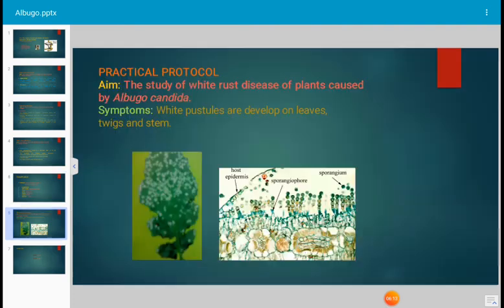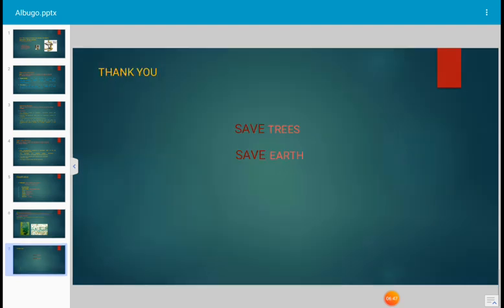Next, this is the infected leaf. See the white colored pustules on the leaf; it is a disease of major importance. To the right side is the photograph of a transverse section of the infected leaf through a pustule. The host ruptured epidermis is there, and sporangiophores are seen in the photograph, and sporangia are also shown in chain form. This is all about the practical of Albugo candida.